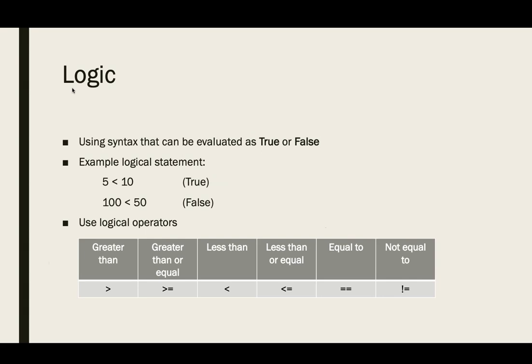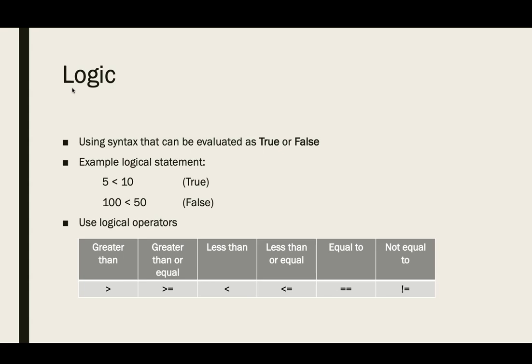Well, let's first think about this idea of logic. Logic is using syntax that can be evaluated as either true or false. And so we see some examples here. 5 less than 10 is a true statement. And so if we set that equal to a variable name, that would gain the value true. And so the actual value is true.